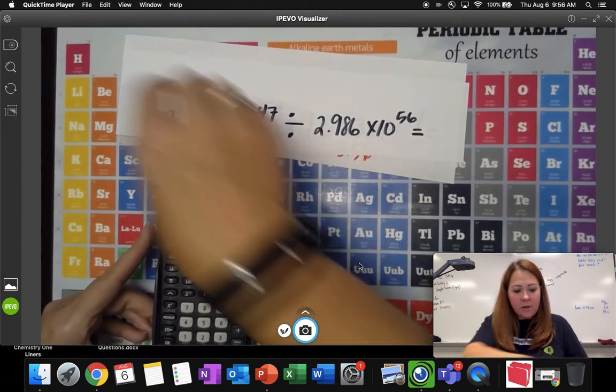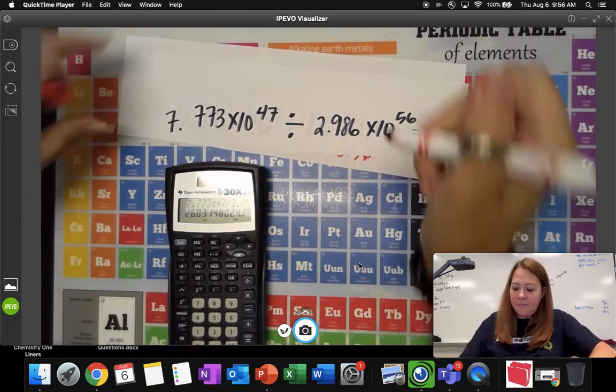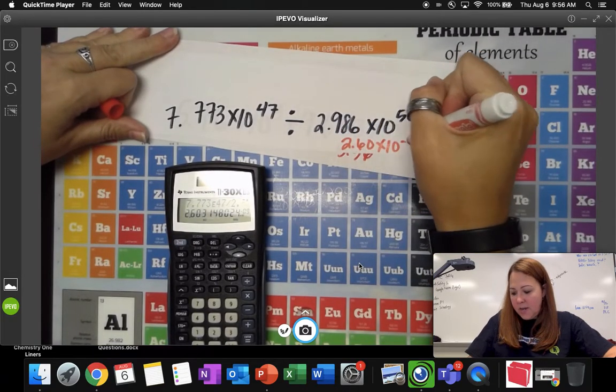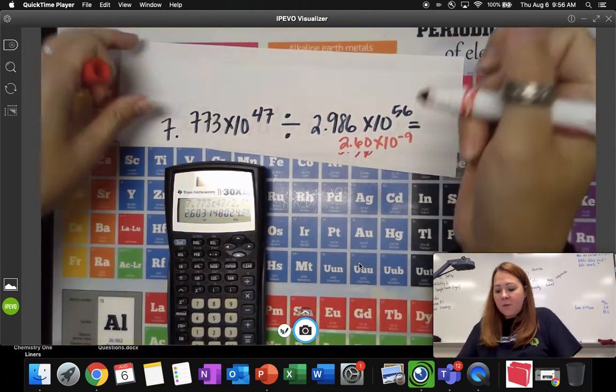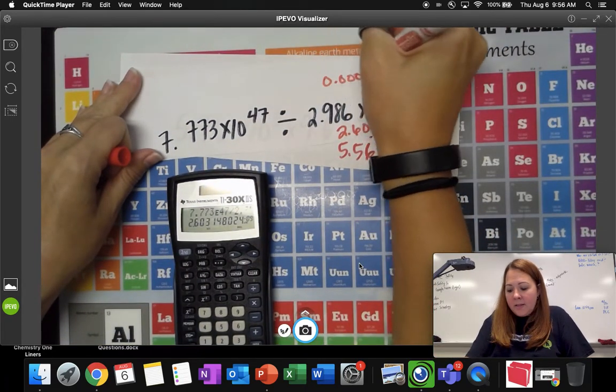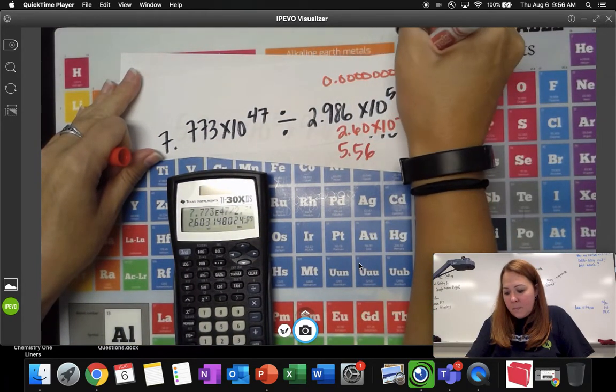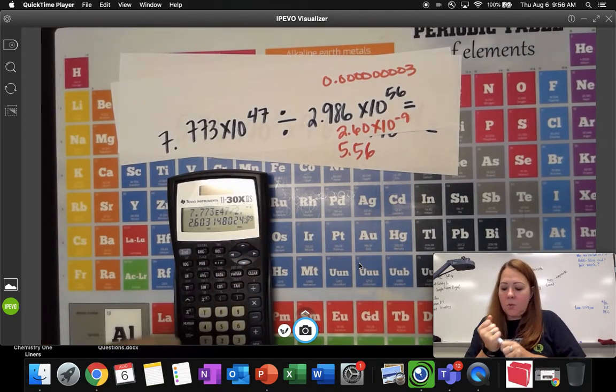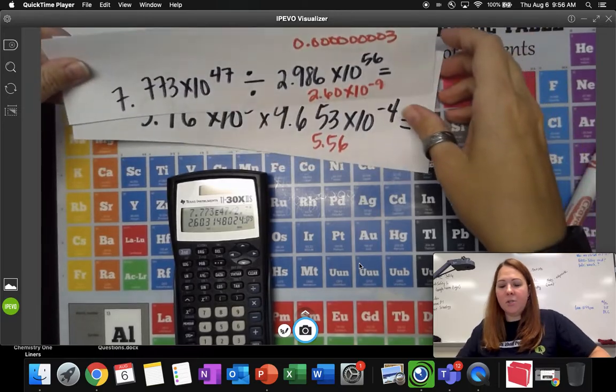So my answer here, just to write it down, would be 2.60 times 10 to the negative 9th. Or if you did the other calculator and you wrote it out like this, that is completely fine as well. I don't care either way. It's totally up to you how you want to write your answer depending on which calculator you have.